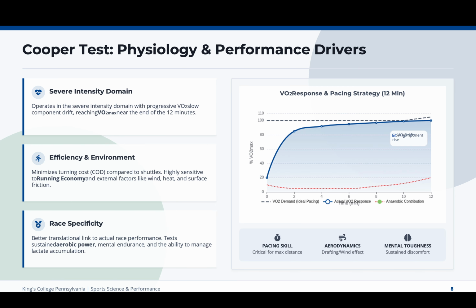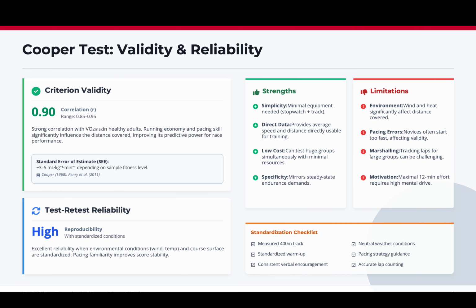The race specificity: it translates better, linked to actual race performance. The test taxes sustained aerobic power, mental endurance, and the ability to manage lactate accumulation. Pacing skill is critical for maximal distance, you have to take aerodynamics into account, and you need the mental toughness to sustain this discomfort.